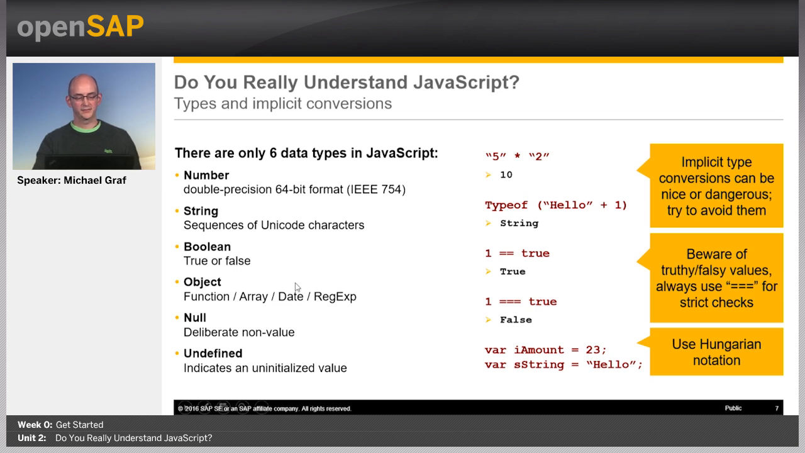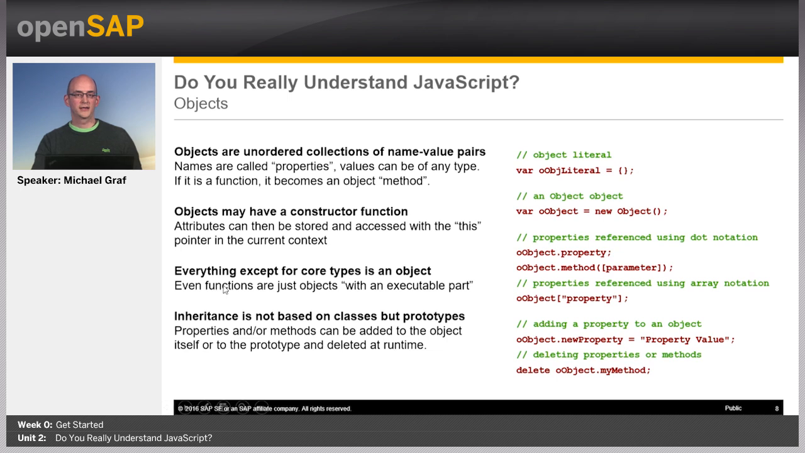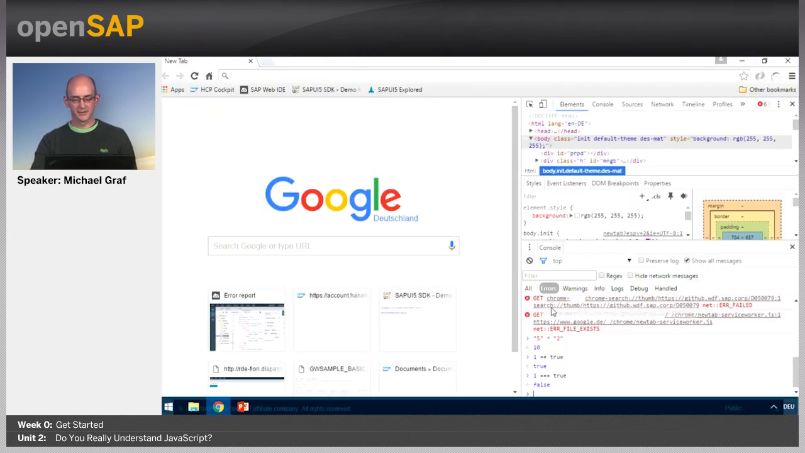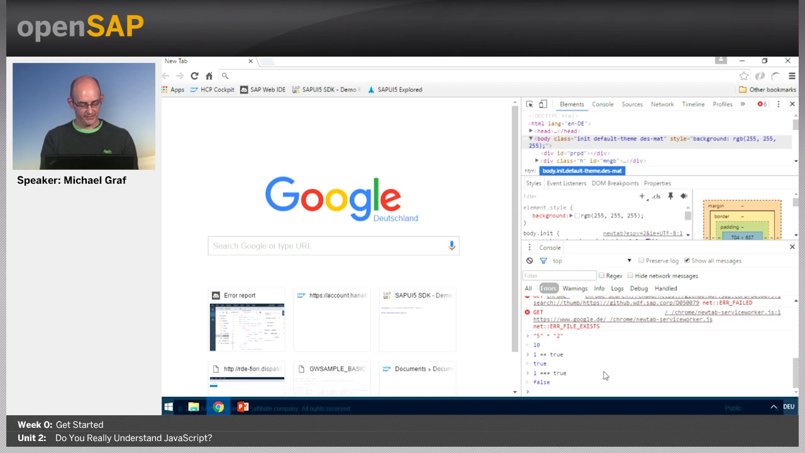Okay, let's have a look at some more details on the object. An object is an unordered collection of name-value pairs. The names are called properties, and the values can be of any type. So if it's a function as a value, then it becomes an object method. And objects also may have a constructor function, then they define a context. And then you can access the member variables and methods with the this pointer. If I give you an example in the console, you will quickly see how this works.